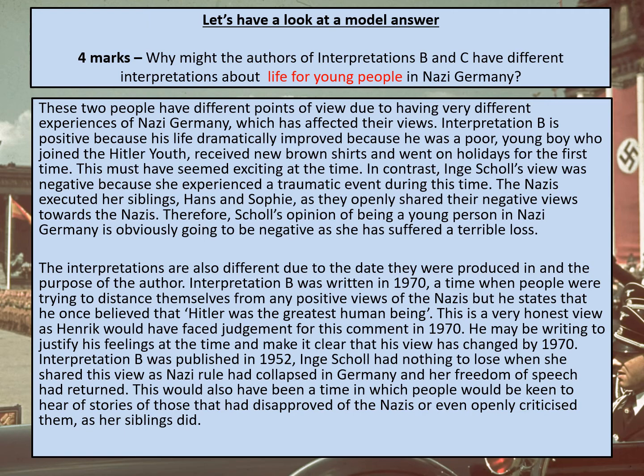Therefore, Scholl's opinion of being a young person in Nazi Germany is obviously going to be very negative, as she suffered a terrible loss. The interpretations are also different due to the date they were produced in and the purpose of the author. Interpretation B was written in 1970, a time when people were trying to distance themselves from any positive views of the Nazis, and he states that he once believed that Hitler was the greatest human being. This is a very honest view, as he would have faced judgment for this comment in 1970. He may be writing to justify his feelings at the time and make it clear that his view has changed by 1970. Interpretation B was produced in 1952.